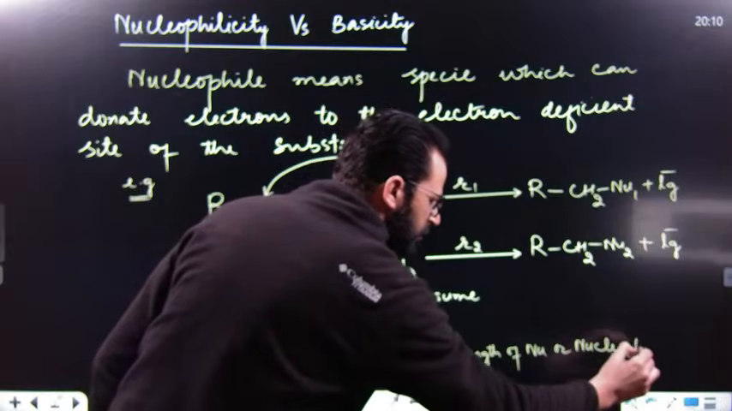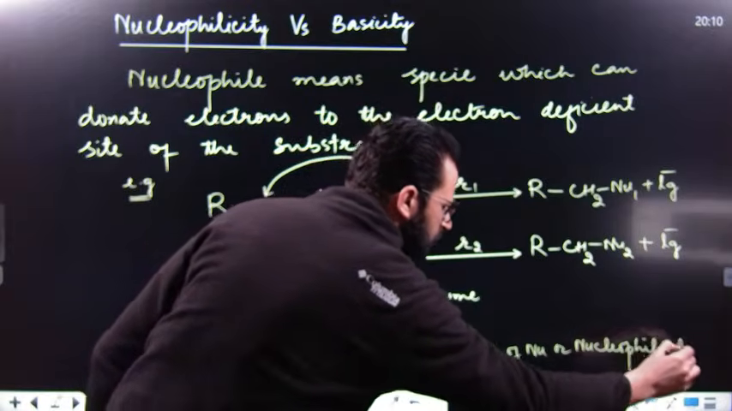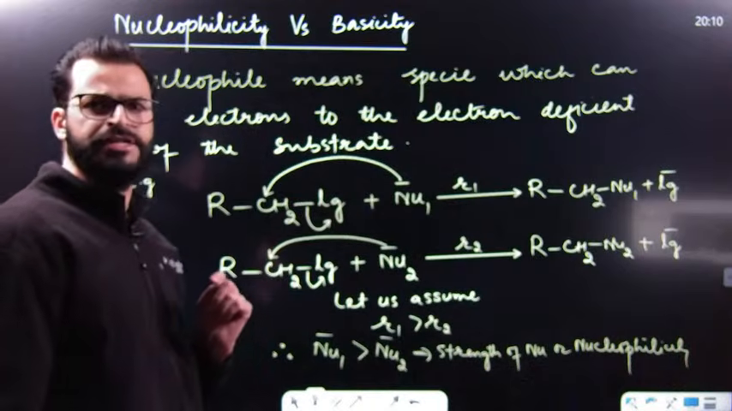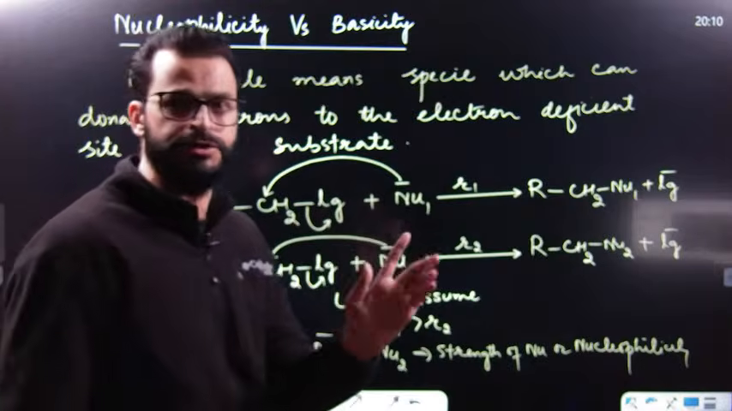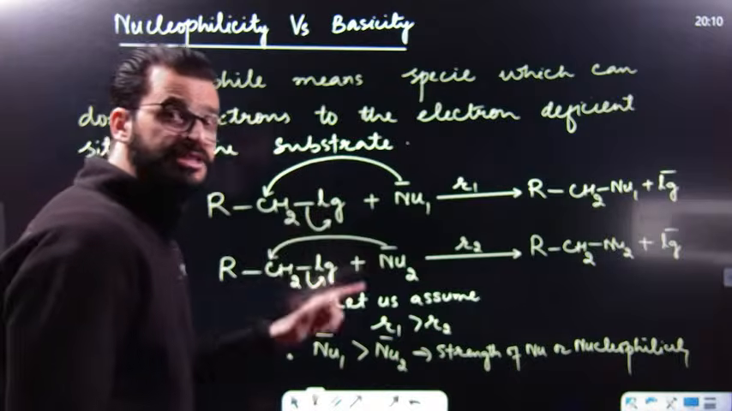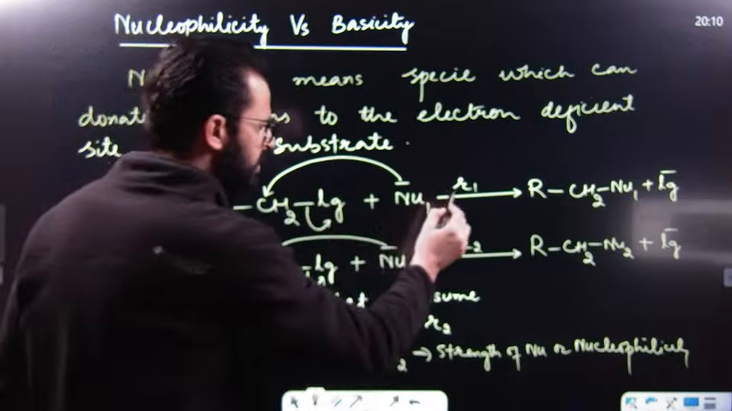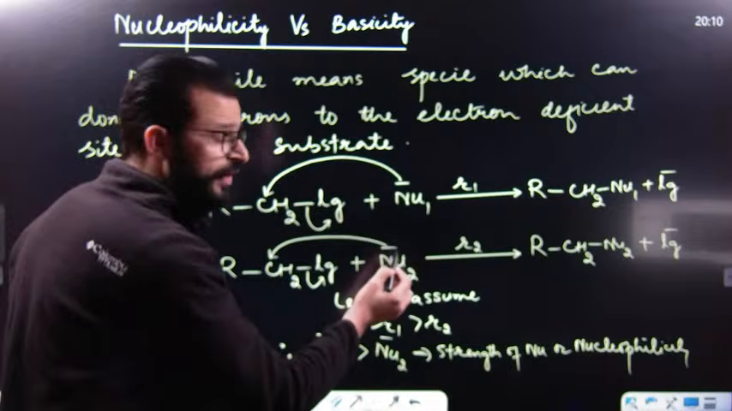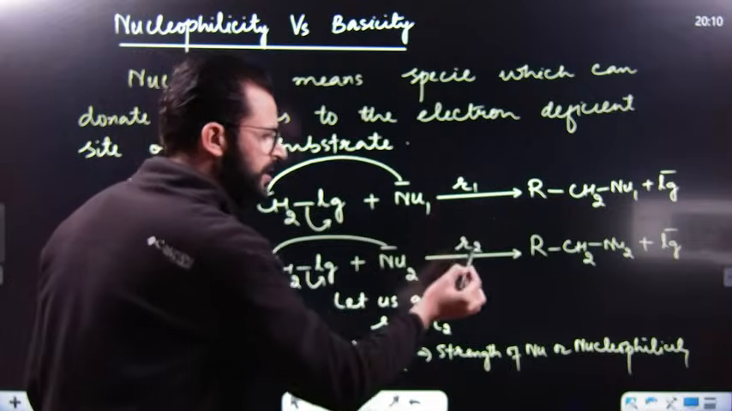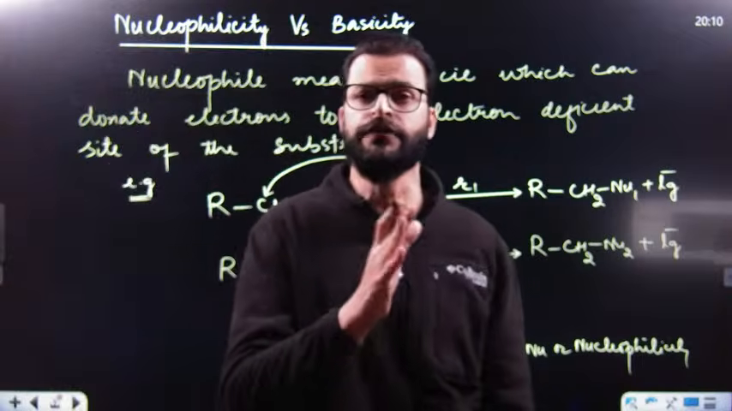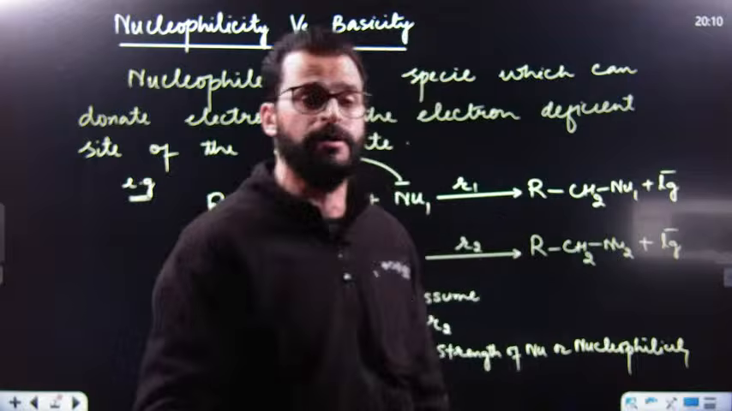So now have a look. Nucleophile is any species which can donate its electron to an electron deficient site of the substrate, but other than hydrogen. Here, can I say this nucleophile is a stronger nucleophile than this nucleophile because the rate of this is greater than this. That means nucleophilicity, or the strength of nucleophile, depends on the rate of the reaction.